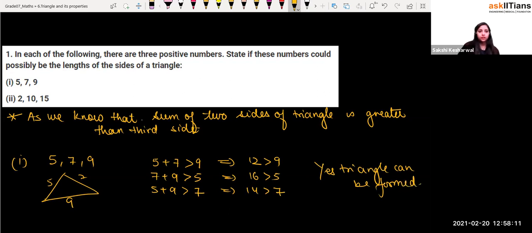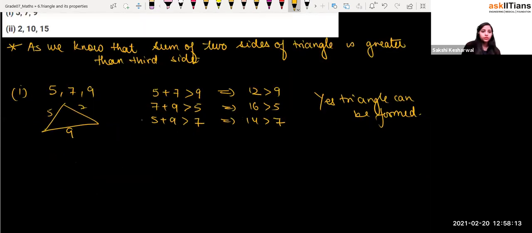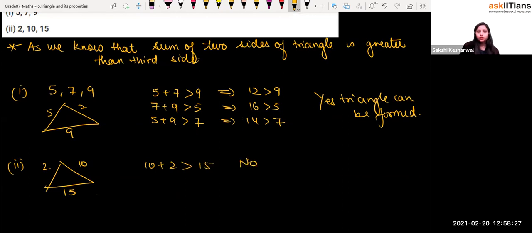Now let's see the other one, right? The other one is what? Let's make the sides 2, 10, and 15, right? So you just see this. Now I can see directly over here, is 10 plus 2 greater than 15? No, because 12 is not greater than 15, right? If you get only one part like this, then there's no need to check the other parts, right?